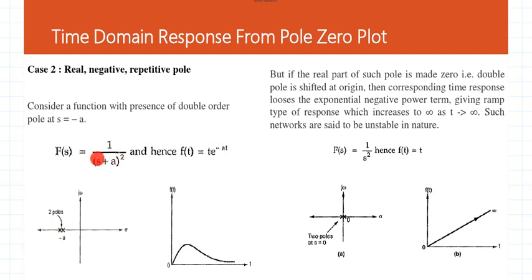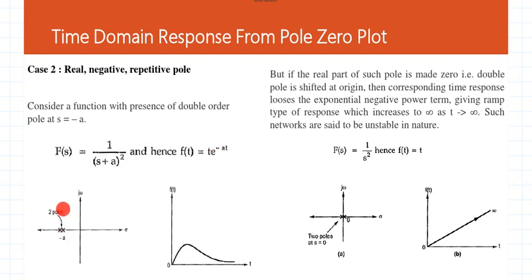If we equate the denominator to 0, we get two poles at minus a. So there are two poles at minus a. That's why it is said to be a repetitive pole in the left half of the S-plane. How is the response of the system? The response of the system is this. Since the pole is on the left half of the S-plane, you will get the exponentially decaying term as seen in the previous case, which tells that the system is stable. And the repetitive term includes a multiplying factor t. So the time domain response of the system is t e raised to minus at.